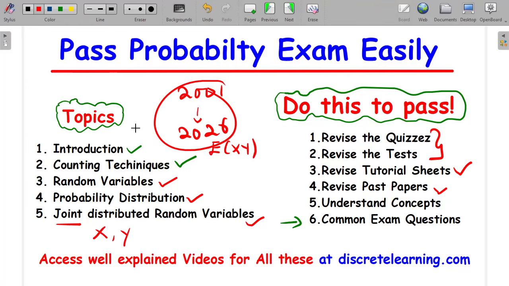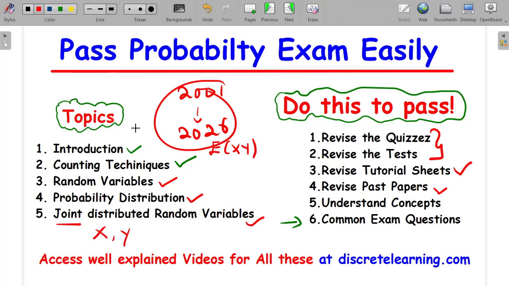So try as much as possible to solve past paper questions under exam conditions. Give yourself a limited time and see if you are able to complete a certain question in that particular time. So don't forget, guys, revise the past papers. They're going to show you the common questions that come in the exam.